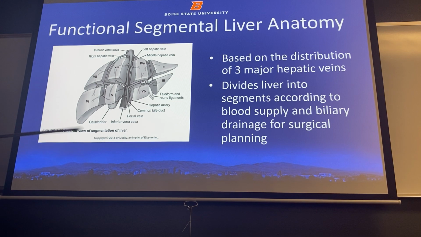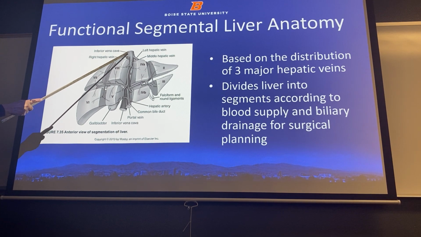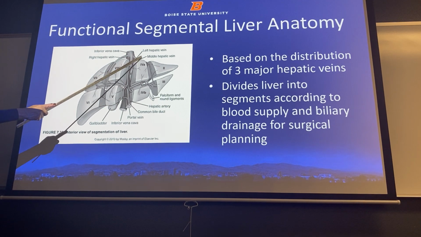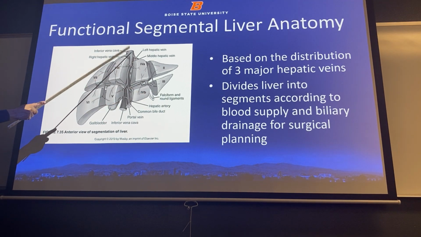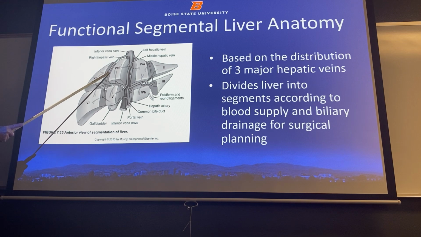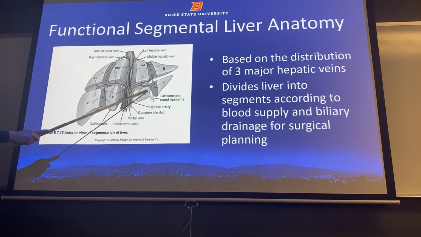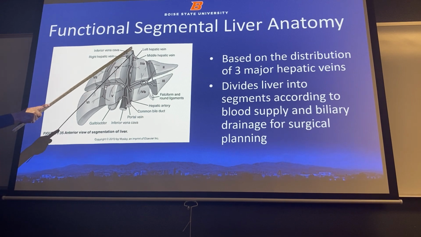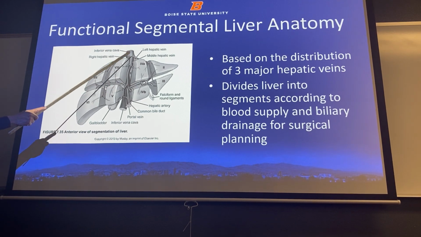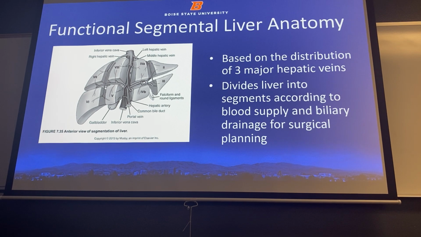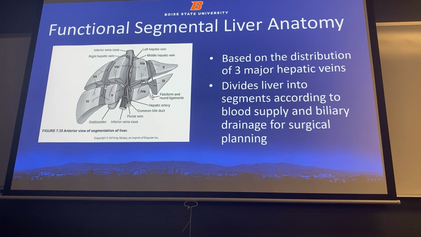The point I want to make is that here's your IVC, and what you're going to have is major channels of hepatic veins draining back into the IVC. So you have the middle, the right, and the left. Basically these three tributaries will be carrying venous blood, once it's been filtered, back into the IVC. And again, that becomes your landmark to distinguish the hepatic veins from the portal vein. Questions on that?